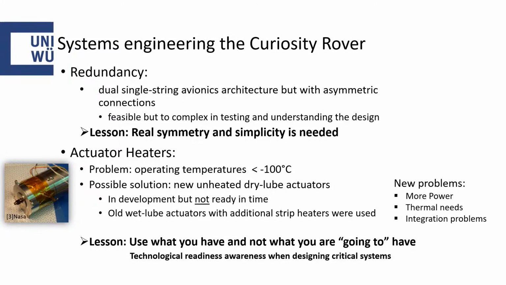So the next problem is the actuators. The actuators on Curiosity are for driving the wheels and also the robotic arm. These are small motors. Normally the wet loop actuators are filled with oil and therefore the bearings can move. But the new solution they had in development was these unheated dry loop actuators.